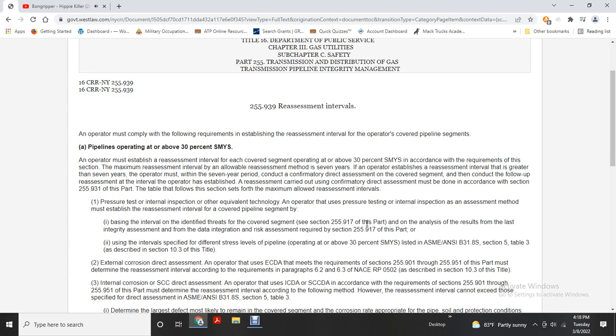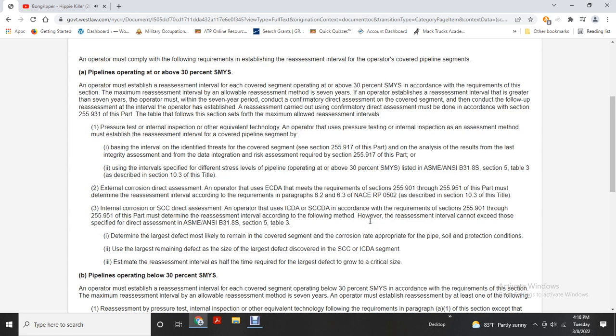Covered segment to conduct with the following reassessment interval of the operator established reassessment carried out with the confirmatory direct assessment done in accordance with Section 255-931. This is part of the table of the section of the maximum reassessment intervals. Pressure test, internal inspection, other equivalent technology.